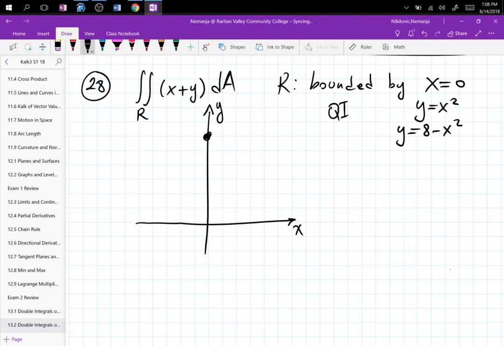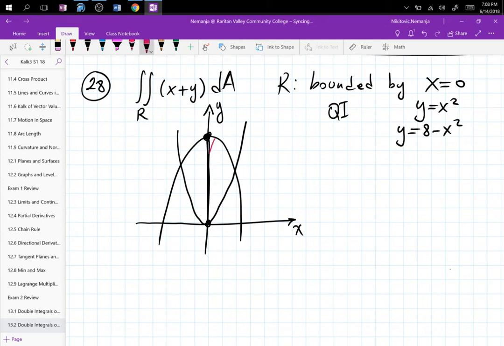So say this is 8. It would be a parabola that drops down, and then x squared is a parabola that opens up, and then we have x equal to 0. So I'm going to shade the region R.